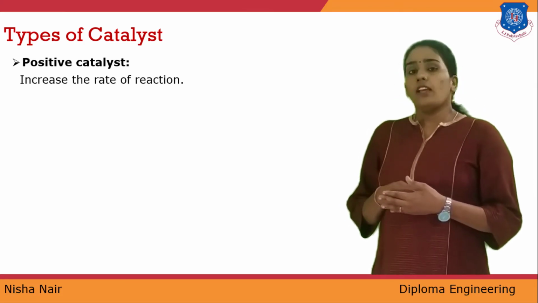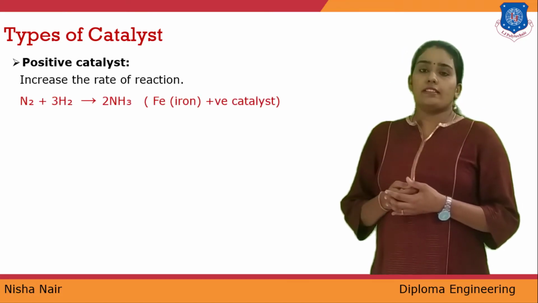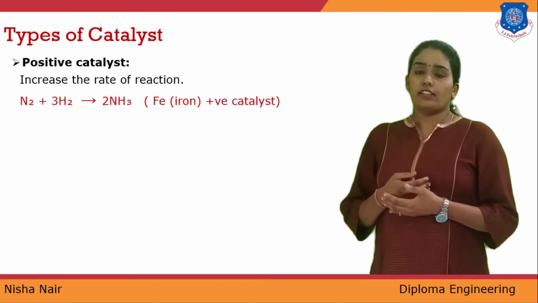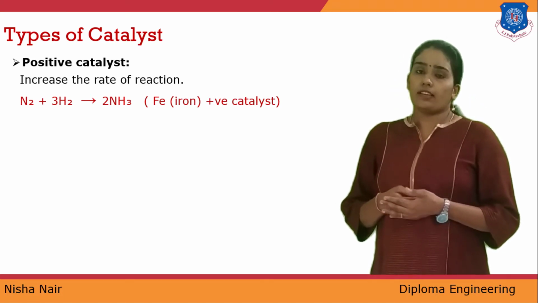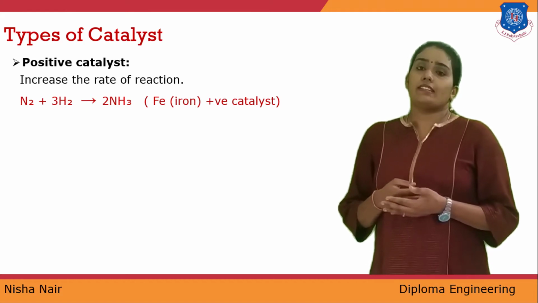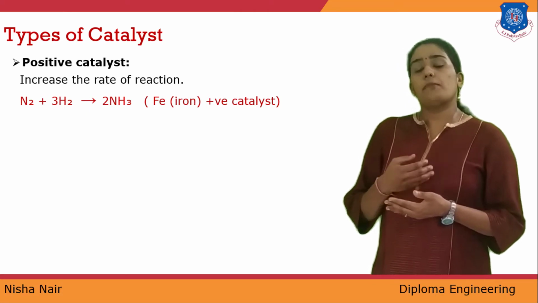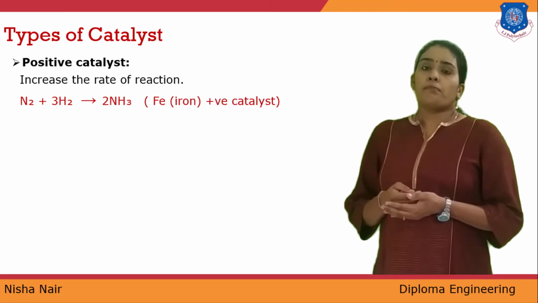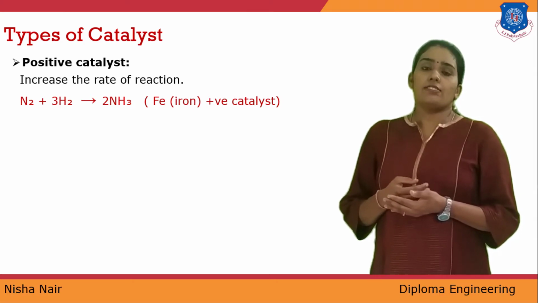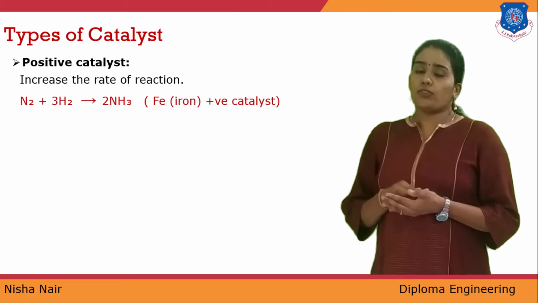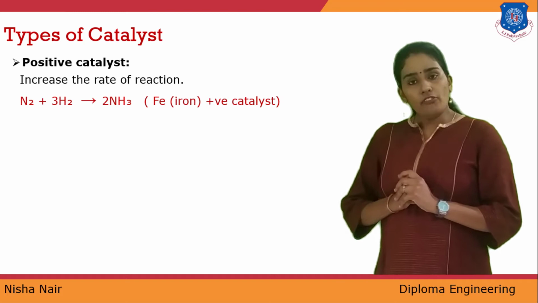For example, here we are taking nitrogen gas reacted with hydrogen gas in the presence of iron. Here iron is added in the solid form, and in the presence of iron it will give ammonia gas. So here iron will act as a catalyst. Nitrogen will combine with hydrogen in the presence of iron. The product formed will be ammonia, and the iron will remain as such as we have added. So this is a positive catalyst. Here iron is a positive catalyst because it helps to increase the rate of reaction.